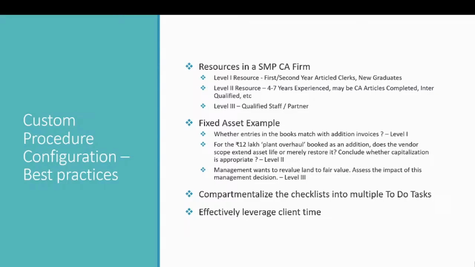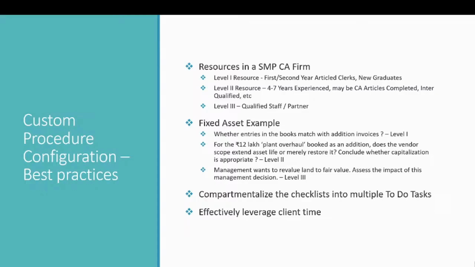A little bit of introduction is essential on why we need to approach this problem in a particular way, because of the resources we find in a small medium practitioner CA firm. As you are aware, the tool is designed for SMP CA firms. The level 1 resource will be first year, second year article clerks or new graduates. They will be at the bottom of the pyramid, expected to do the heavy lifting of manual work. Level 2 will be 4 to 7 years of experience, either articles completed or inter-qualified or semi-qualified. Level 3 will be qualified staff and partners.